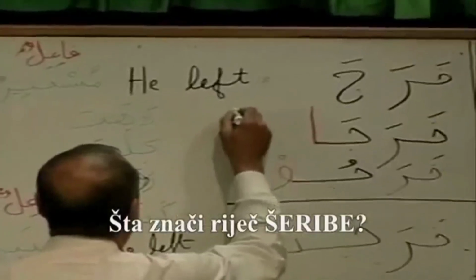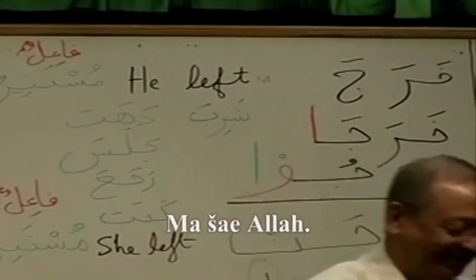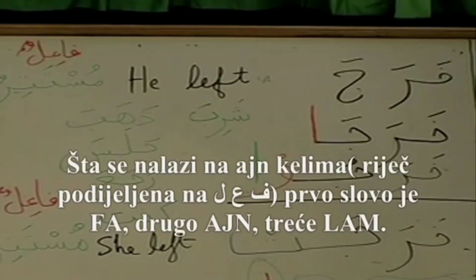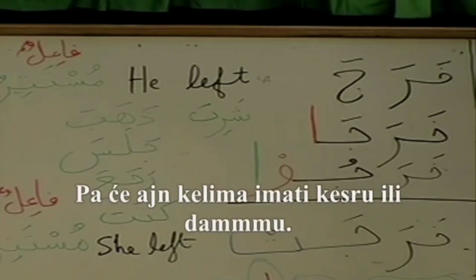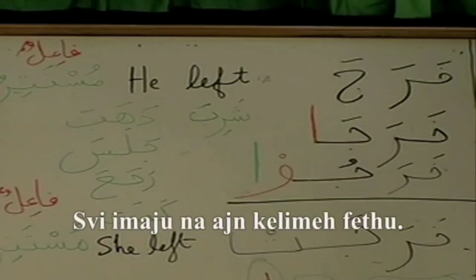What is the meaning of Shariba? He drank. Always he. MashaAllah. Look at it, Shariba. What is on the Ain Kalima? Kasra. So Ain Kalima can have Kasra or Dhamma. And what about the rest of it? They all have Ain Kalima Fatah.